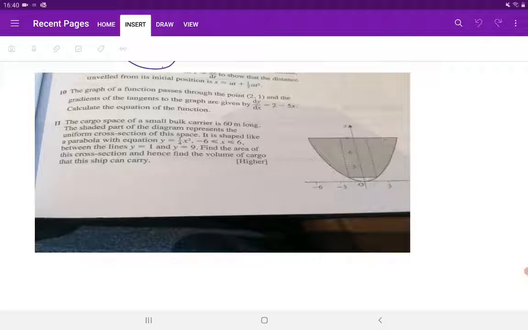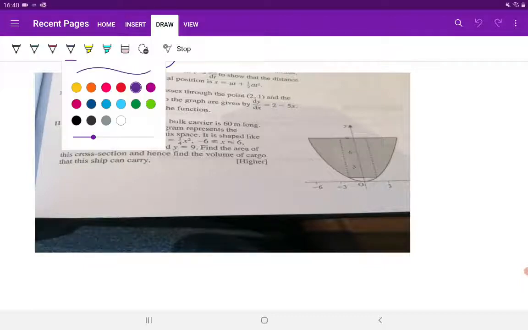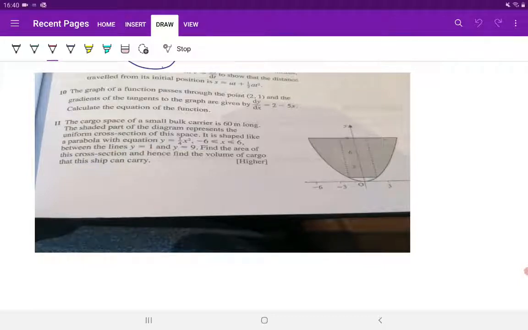So we've been asked to find the area of the cross-section and hence the volume of the cargo area. First thing to point out, for the volume of the cargo area we're going to be looking at the volume formula, area times height, where we work out that shaded area and then multiply it by 60.